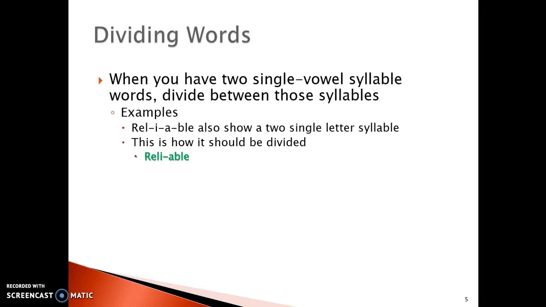When you have 2 single vowel syllable words, divide between those syllables. The example I'm giving you is the word reliable. This word has 2 single letter syllables. This is how it should be divided. Reliable.